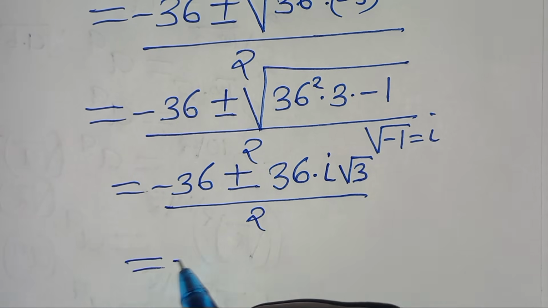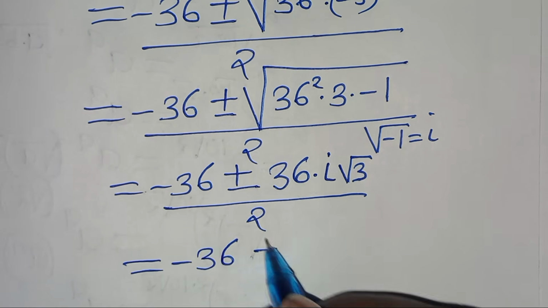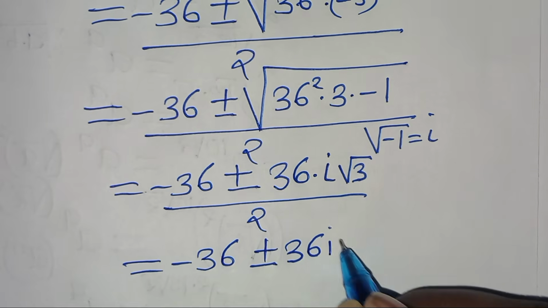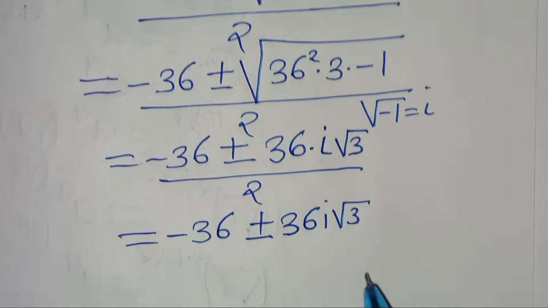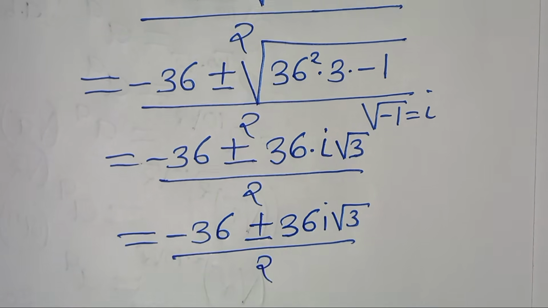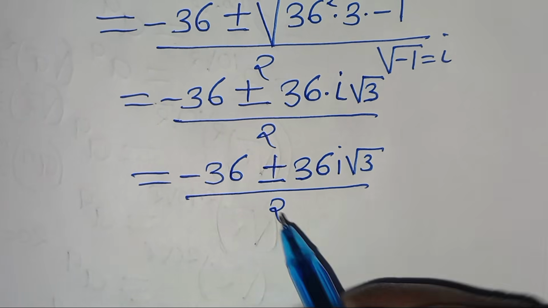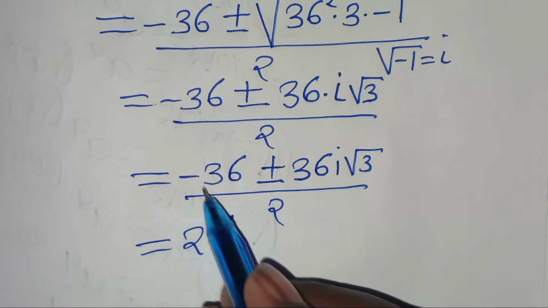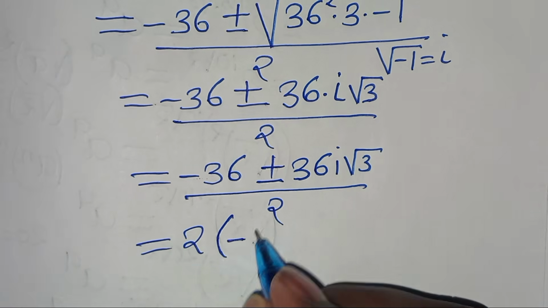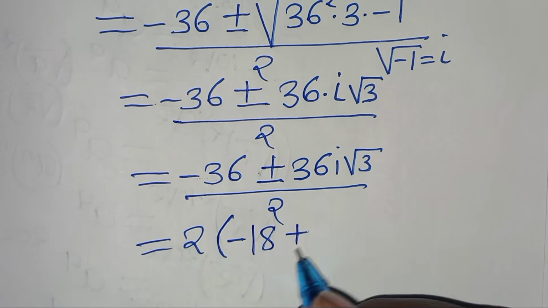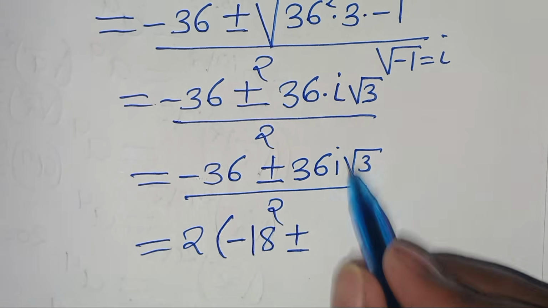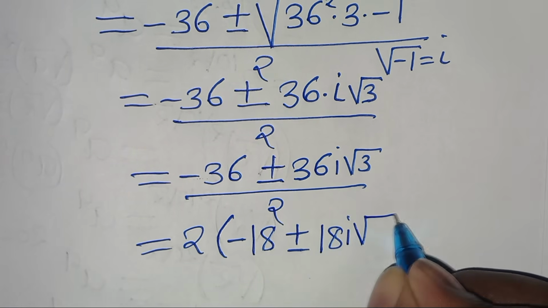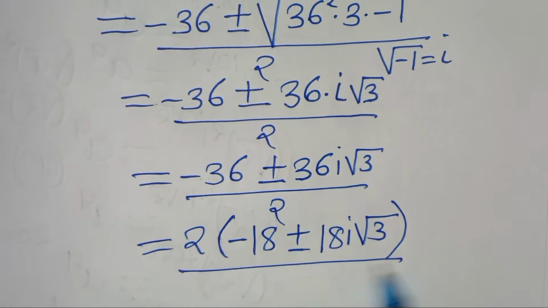So this is the same thing as negative 36 plus or minus 36i square root of 3, then divided by 2. Now, in the numerator here, we have that 2 is common. Let's factor out 2. Negative 36 divided by 2 is negative 18 plus or minus 36i square root of 3 divided by 2, which is 18i square root of 3 divided by 2.